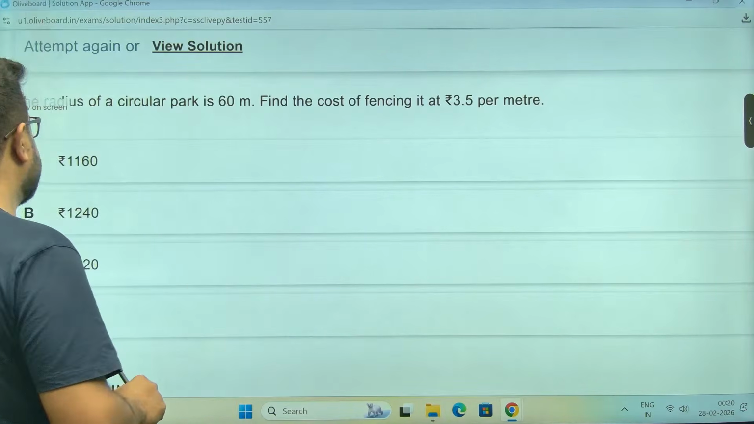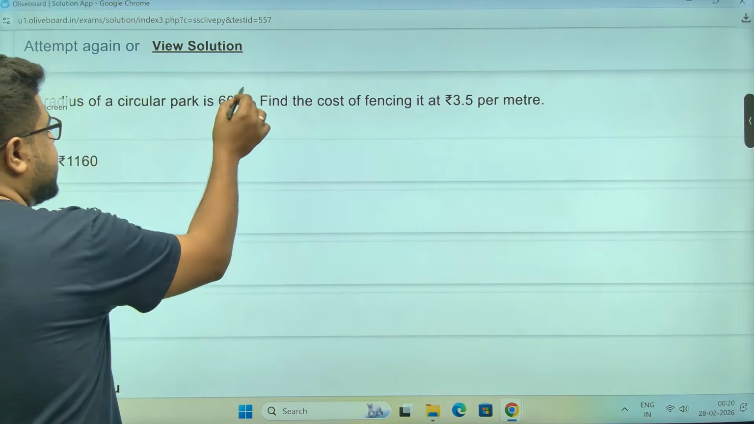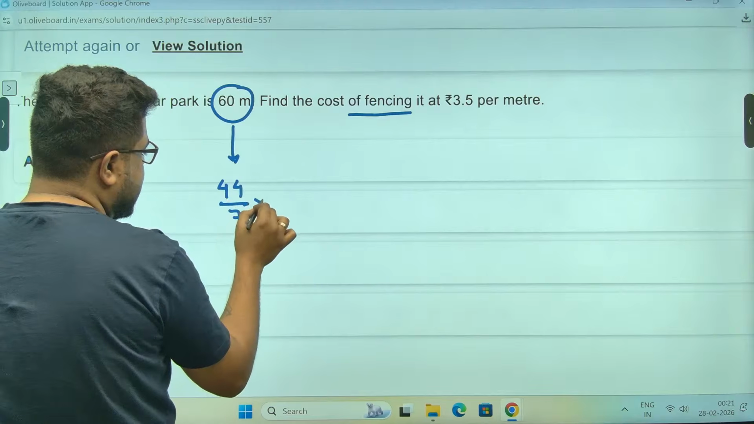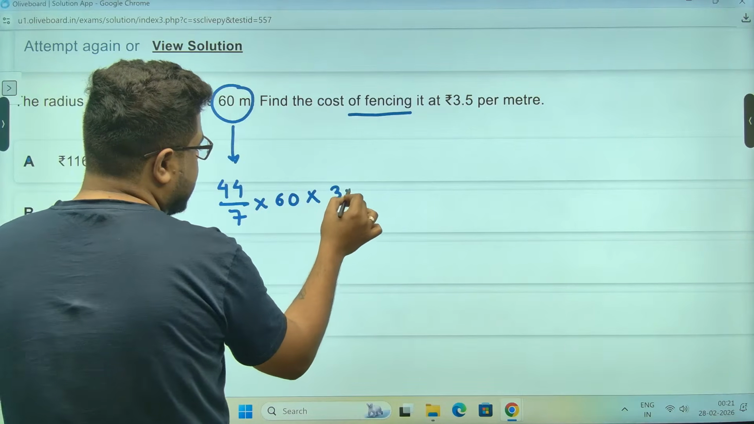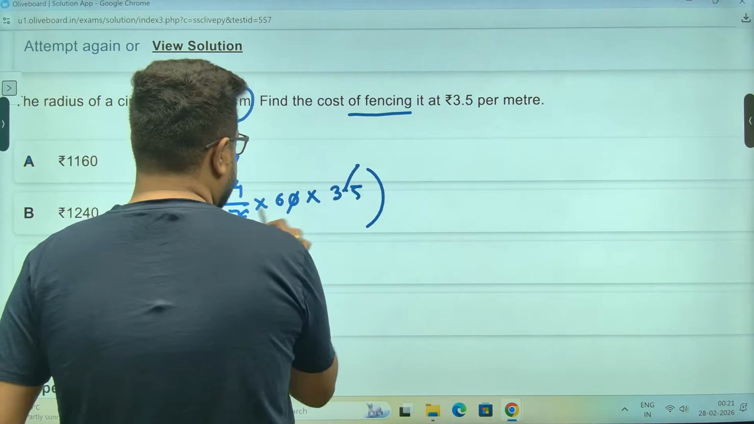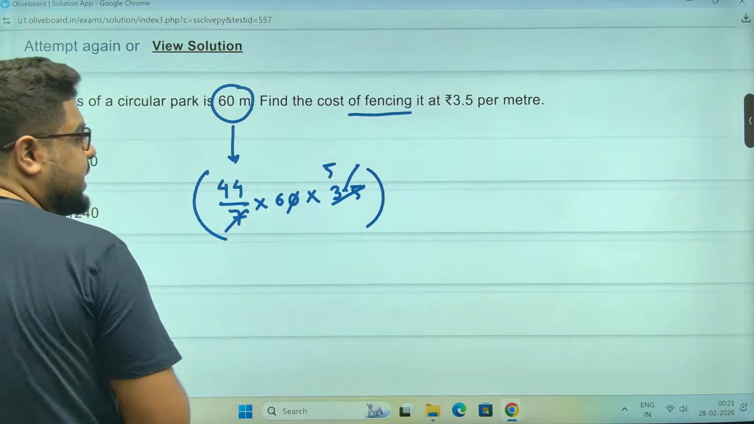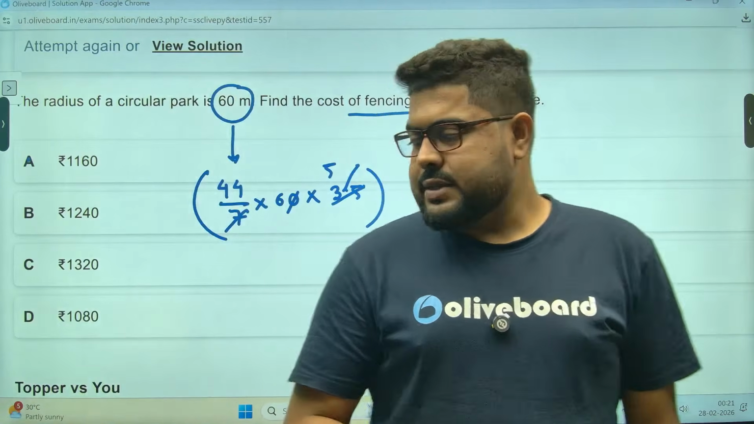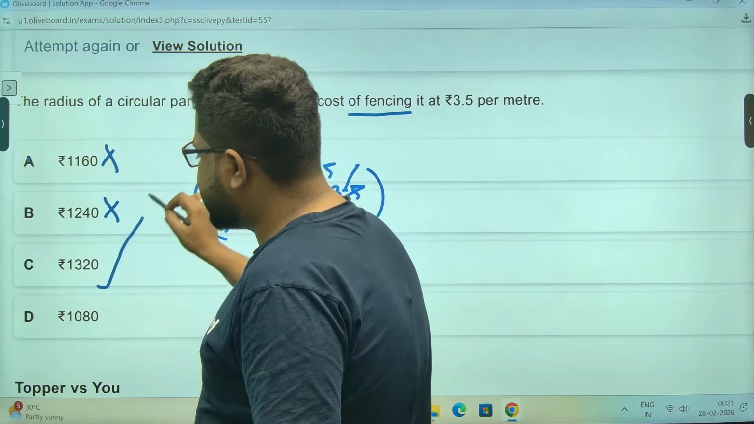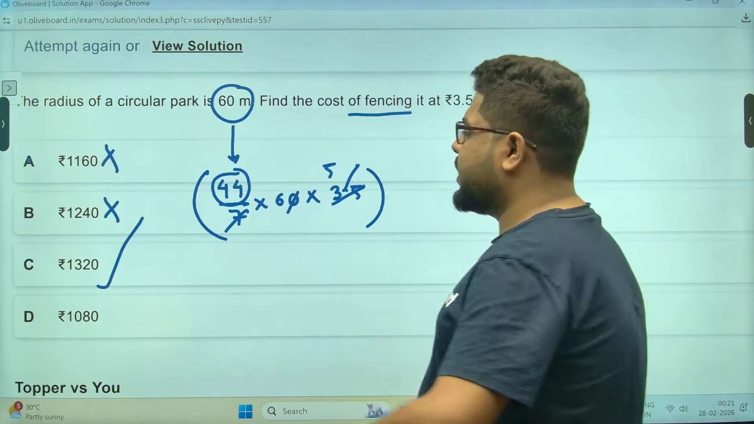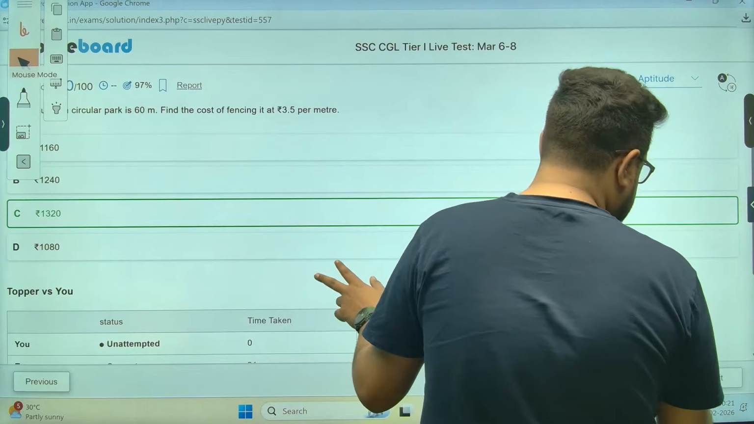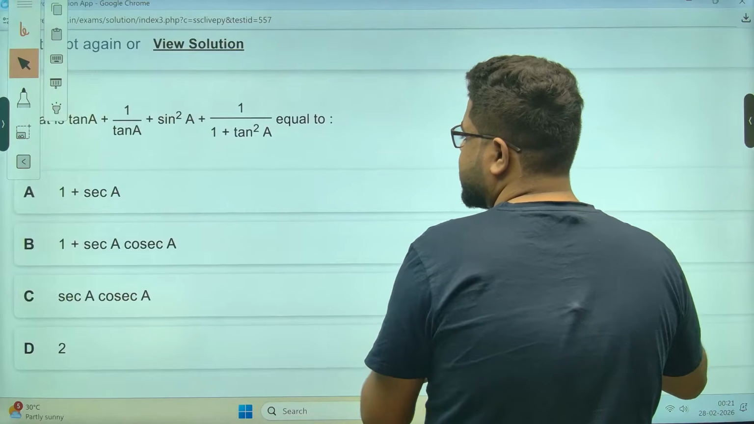The radius is given, and we want the cost of fencing. So 44 by 7 into 60 into 3.5 rupees a meter is the cost of fencing. Now just check for multiples. Sir, I'll check for definitely an 11 multiple. This is not an 11 multiple, not this one. This is an 11 multiple. Done. I do not need to do the calculation. 1320 has to be my correct answer.